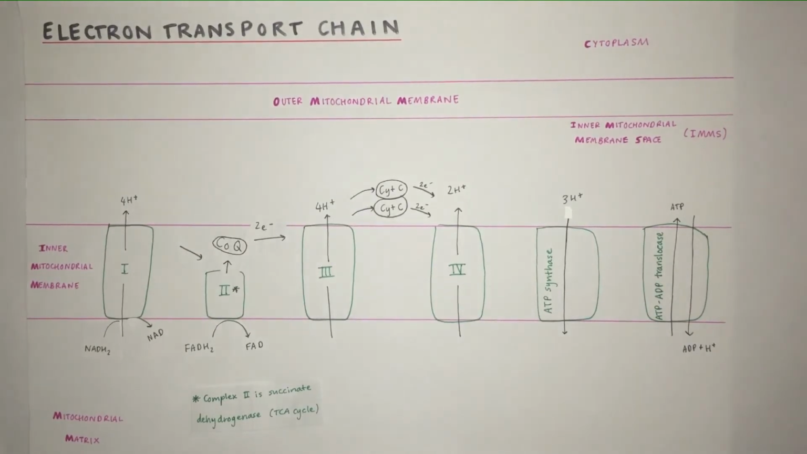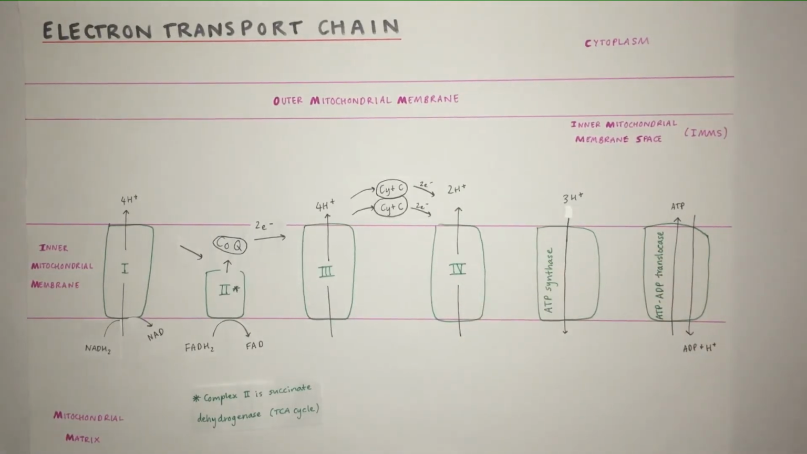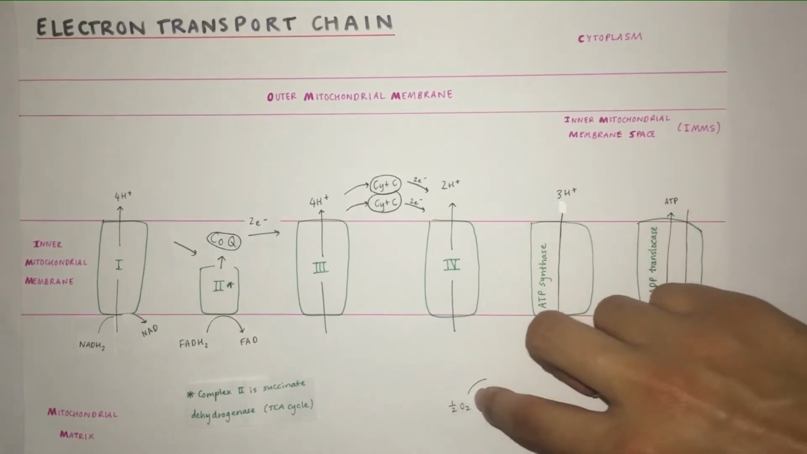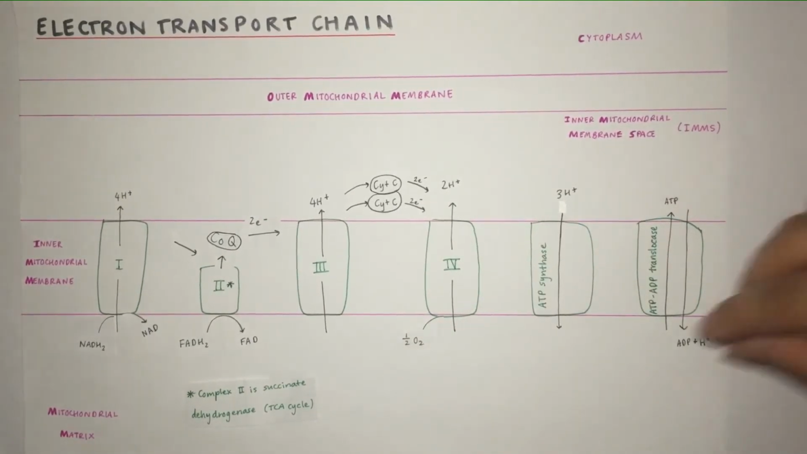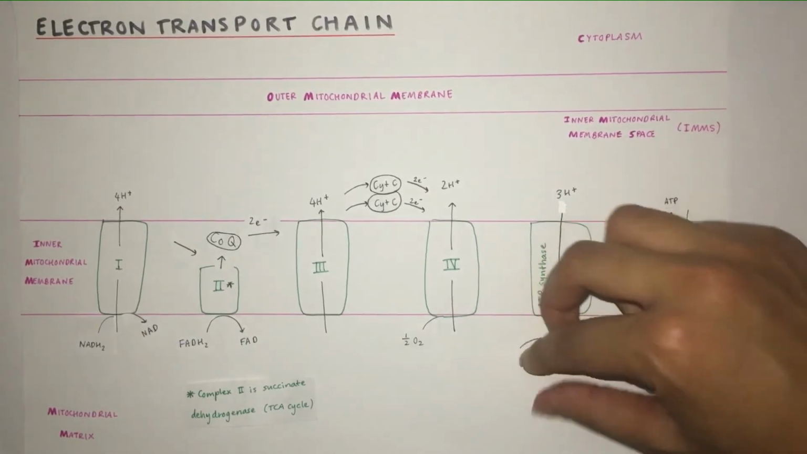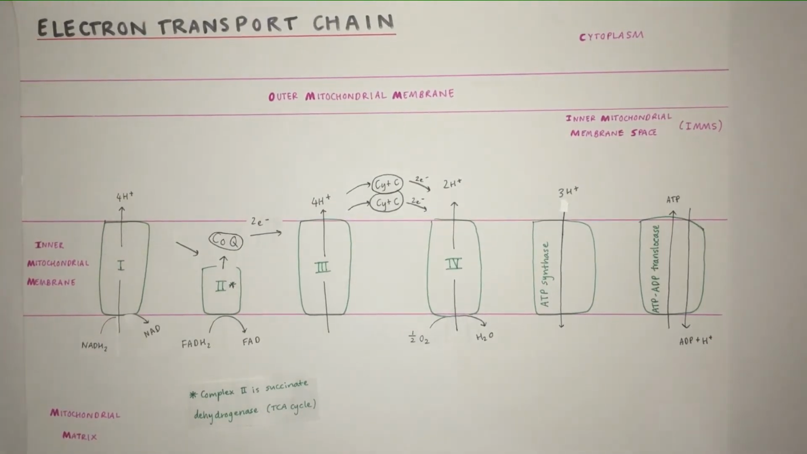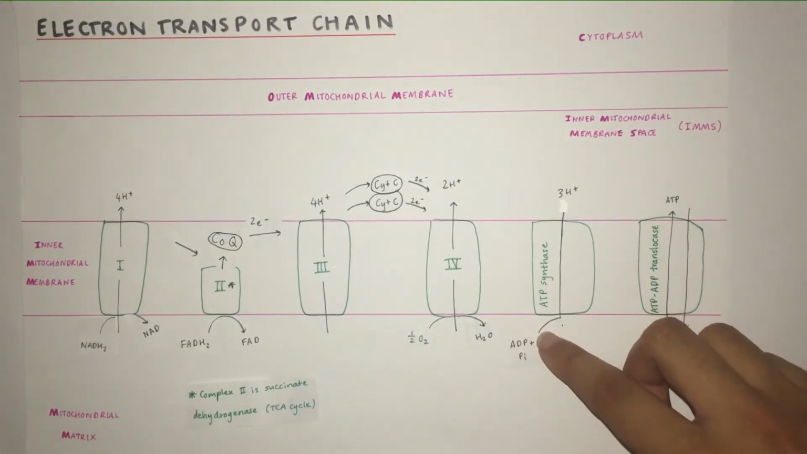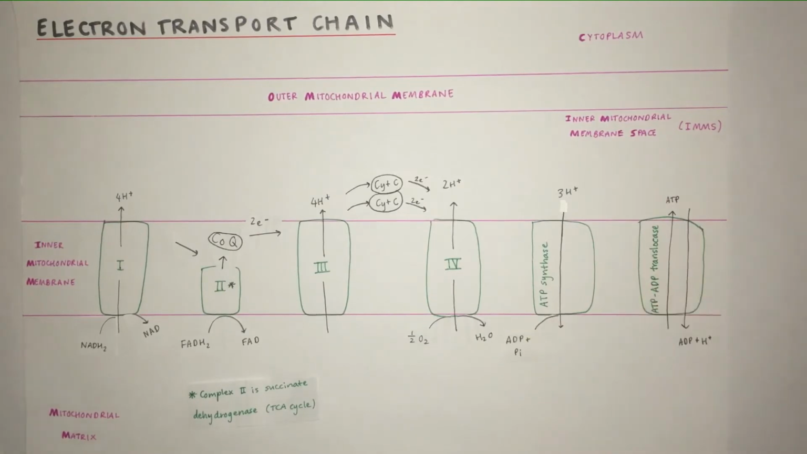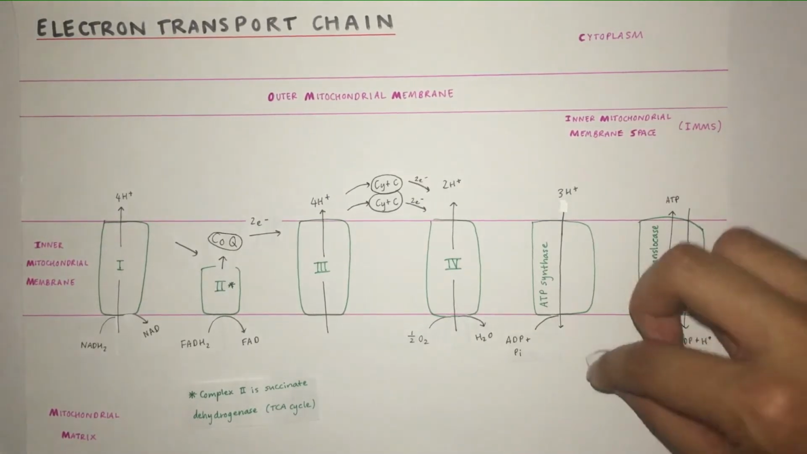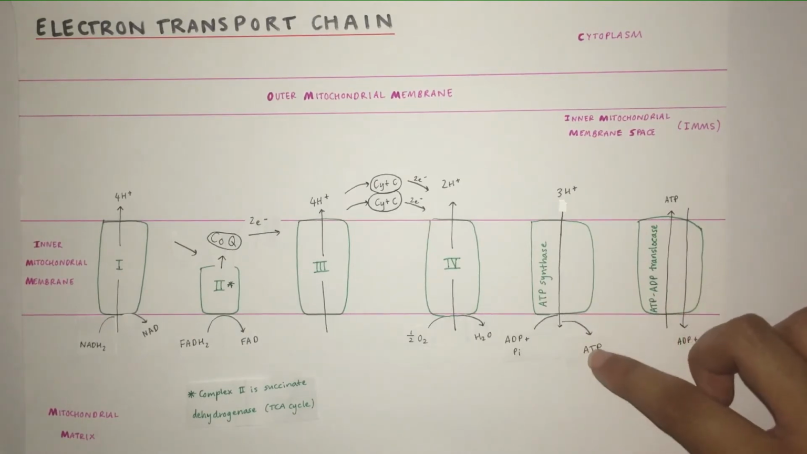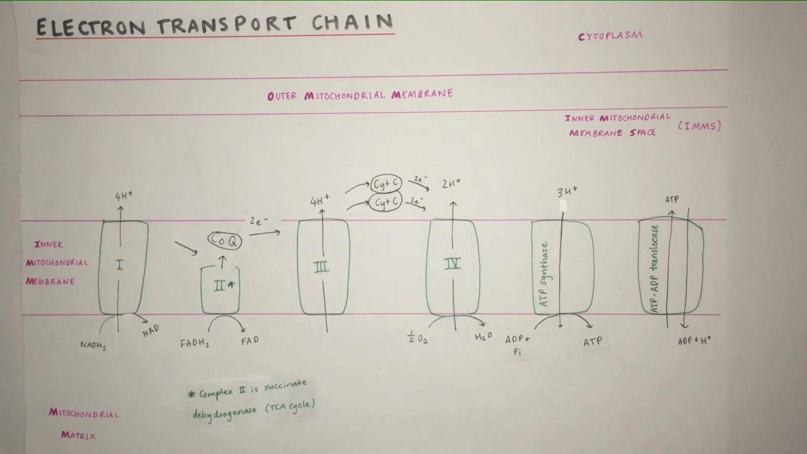Then we've got complex 4, which pumps out 2 hydrogen ions into the inner mitochondrial membrane space, and in this process, half an oxygen is converted to a water. So those are all the complexes of the electron transport chain. Let's move on to the enzymes. So we've got ATP synthase, which draws in 3 hydrogen ions from the inner mitochondrial membrane space, and in this process converts an ADP plus a Pi, or a phosphate ion, to an ATP. So it's ATP synthase. It's making or synthesizing ATP. That's what this electron transport chain is all about.